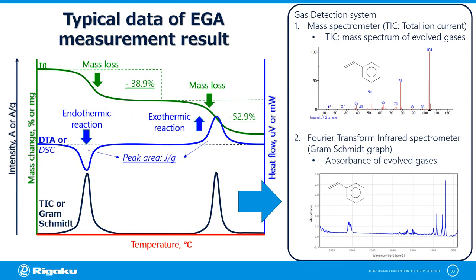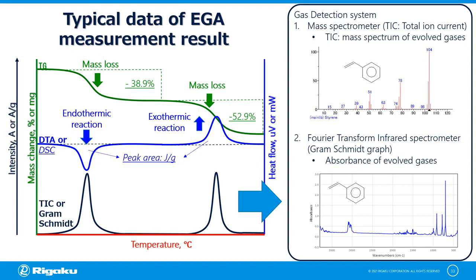This is an example of an EGA measurement result. Here, the EGA curve is added to the STA data, all plotted against temperature. This is represented in the black curve where peaks indicate detection of evolved gases. A gas detector system can be an MS or an FTIR system. If the gas detector is an MS system, the total ion current or TIC curve is a sum of evolved gases detected as ions with relative abundances plotted against time or temperature.